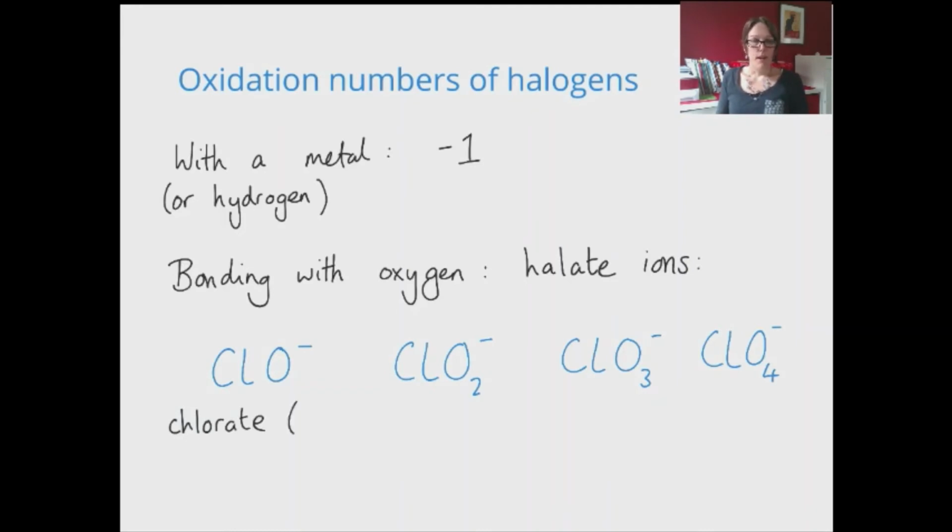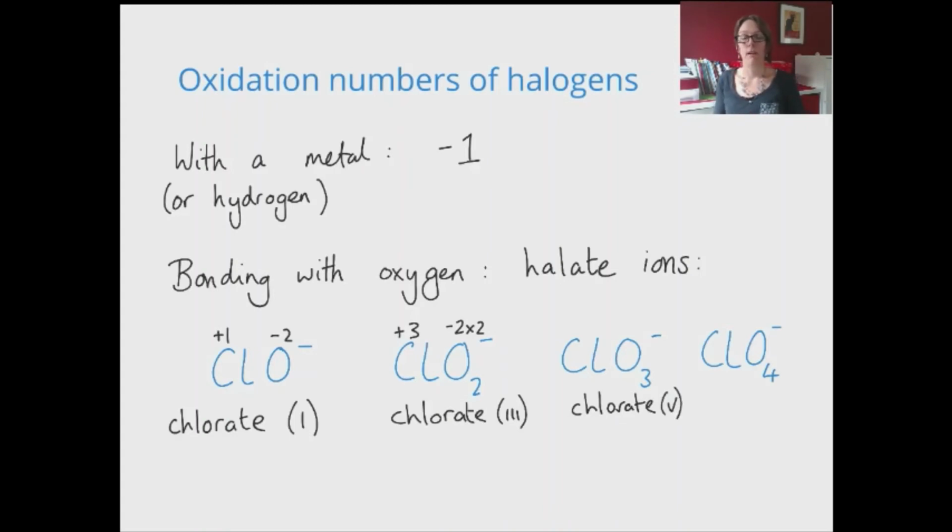So how do we name these ions? This first one would be chlorate 1, and that's because if the oxygen is -2, which we know that it has to be, then chlorine would be +1. The oxygen is -2 because it's more electronegative than chlorine, so it follows the normal rules, and it's going to be making 2 bonds with the chlorine. So this would be chlorate 3. The next one, starting to see a trend now, would be chlorate 5, and the final one would be chlorate 7.